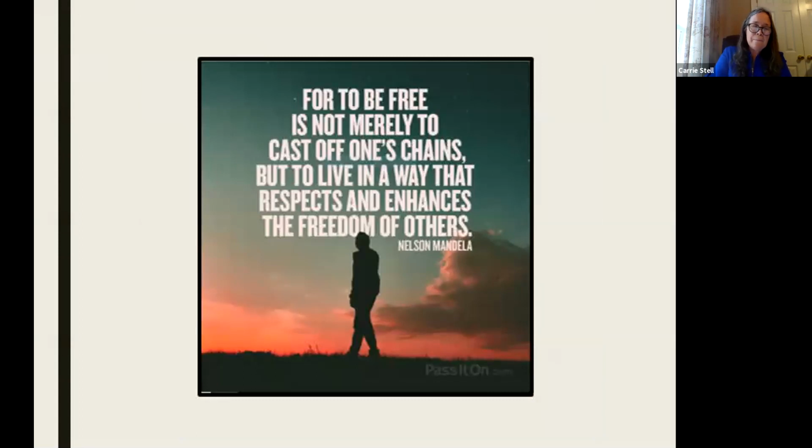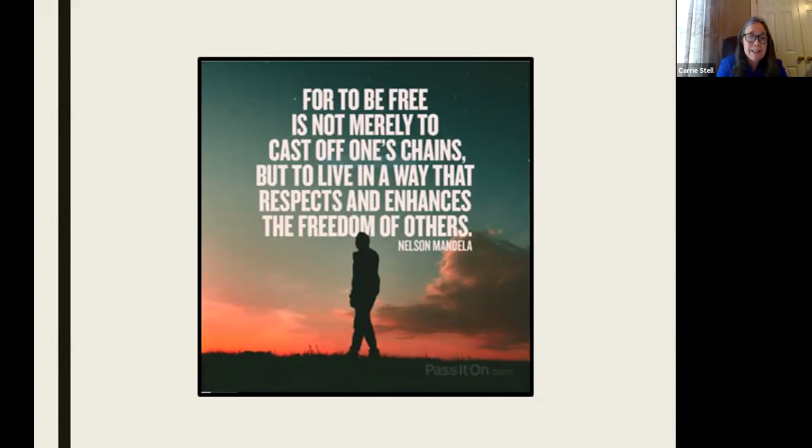So then I have multiple suggestions for talking about Nelson Mandela, starting with this quote: "For to be free is not merely to cast off one's chains, but to live in a way that respects and enhances the freedom of others." And of course, when you quote Nelson Mandela, you need to talk about his being in prison for 27 years because he opposed apartheid, the legal racial segregation and discrimination against Blacks in South Africa.